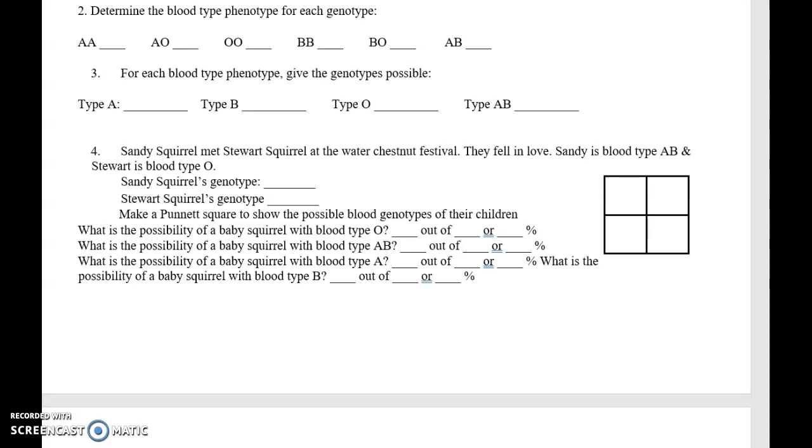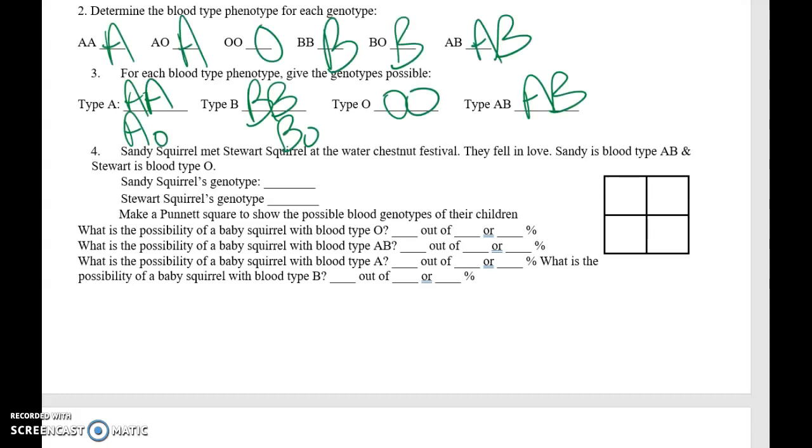Take a moment. If you have AA as your genotype, your phenotype would be blood type A. If you're AO, again, you have blood type A. OO is doubly recessive. You only have the O blood type. Big B gives you B type blood. BO, you have B type blood. And if you're AB, A and B are co-dominant. They're equally important. So you have AB blood.